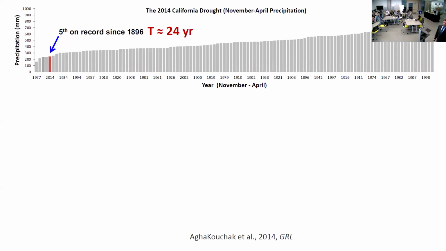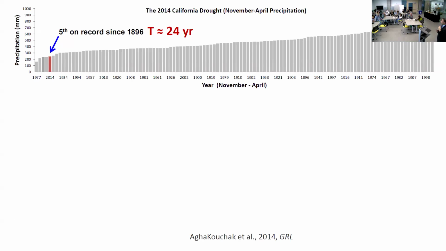And if you look at rainfall data, that's what we often use to describe drought, it was fifth on record, that specific year. We have about 120 years of data. So empirically, it's like a 24, 25-year event. So still an extreme year. It was not the worst, but in terms of impact, it was.